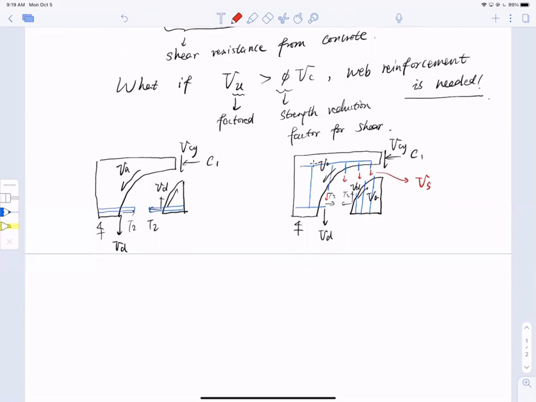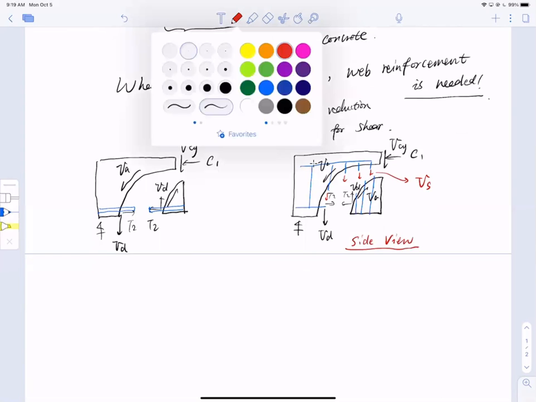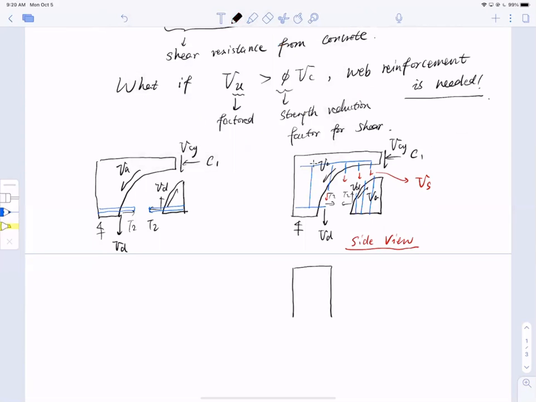Now this is a side view. What does it look like in the cross section? In the cross section, usually we draw it like this. We have the top bars, the bottom bars, and we show the stirrups like this. And for a T-beam, same thing: hanger bar here, tension bar here, and stirrups like this.